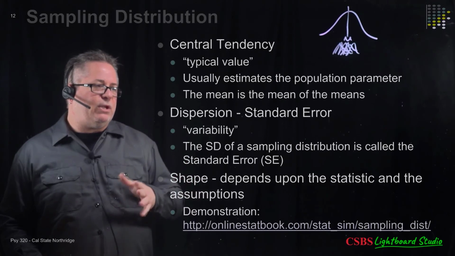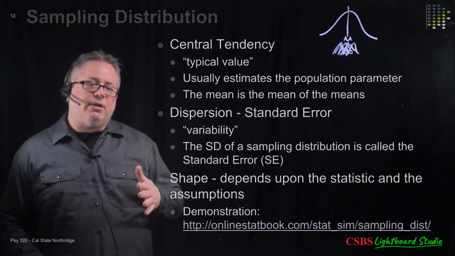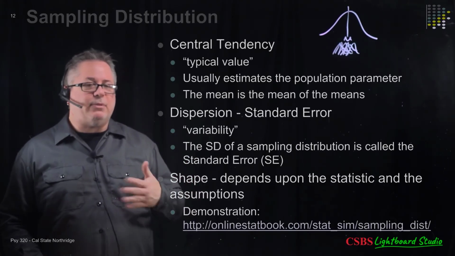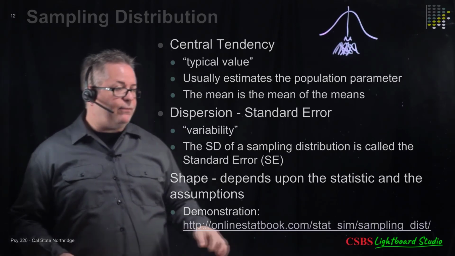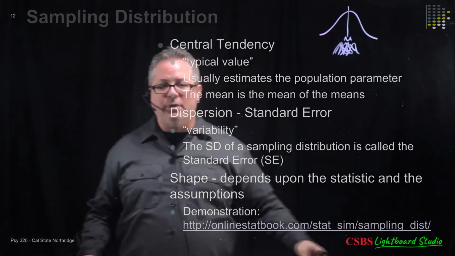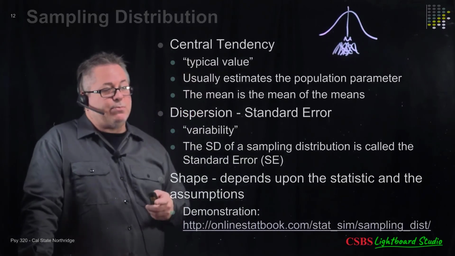So with 20 or 25 people per sample, you're going to get a normally distributed sampling distribution of the mean, even if you don't know anything about the population it's coming from. But that's important because oftentimes we don't.